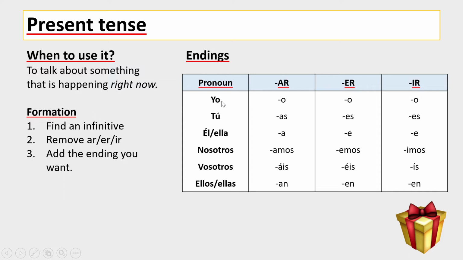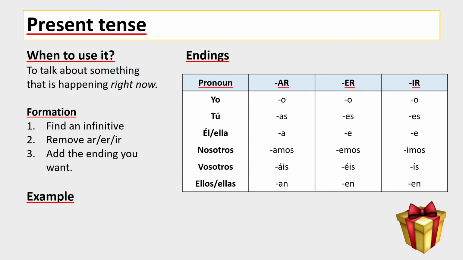So yo is I, tú, you singular, él, he, ella, she, nosotros, we, vosotros, you all, you plural, ellos, they masculine, but remember we use ellos to talk about a mixed group of people, and ellas is for they feminine.